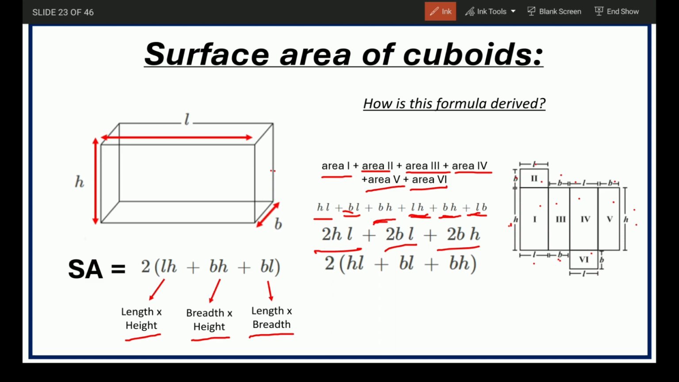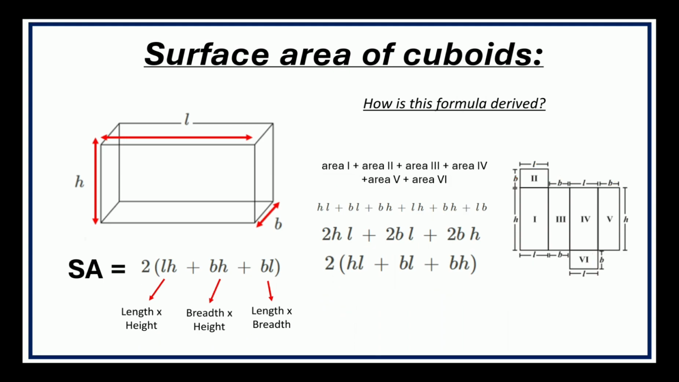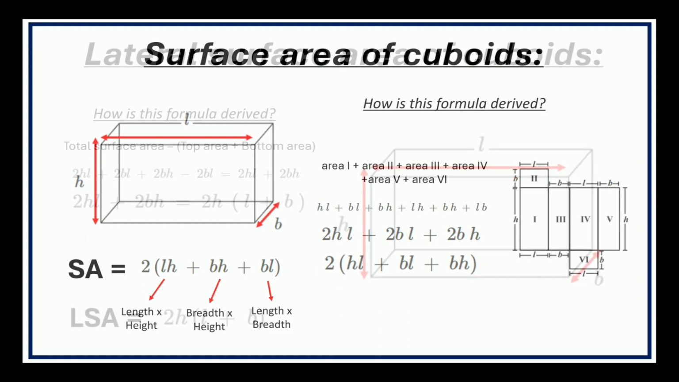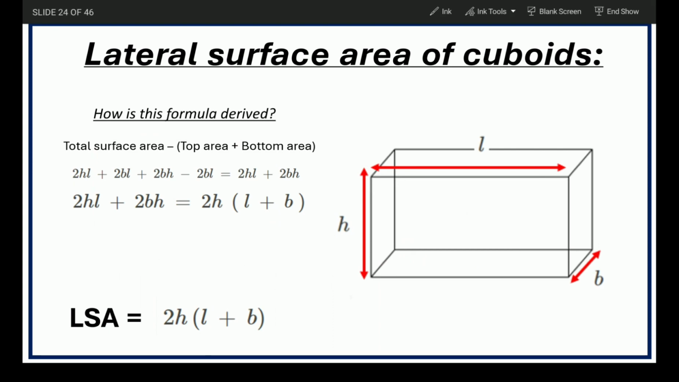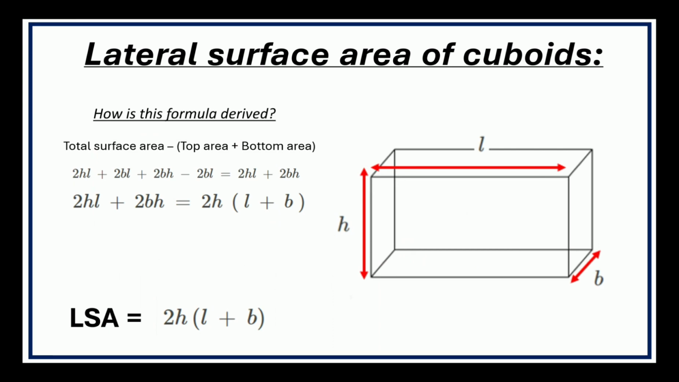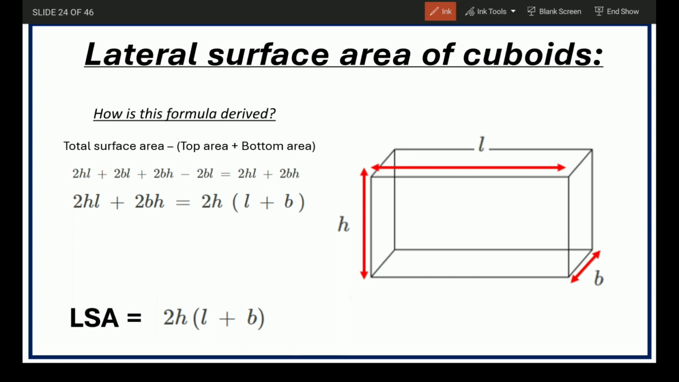And since 2 is common in all of them, you know what we do, right? Factor out the 2, and we have HL remaining plus BL plus BH. Therefore, we get the formula of total surface area of this cuboid as 2 into (LH plus BH plus BL). Hope you guys got the formula and how it is derived. Now, lateral surface area. This is just very easy. It's just subtracting the top and the bottom.